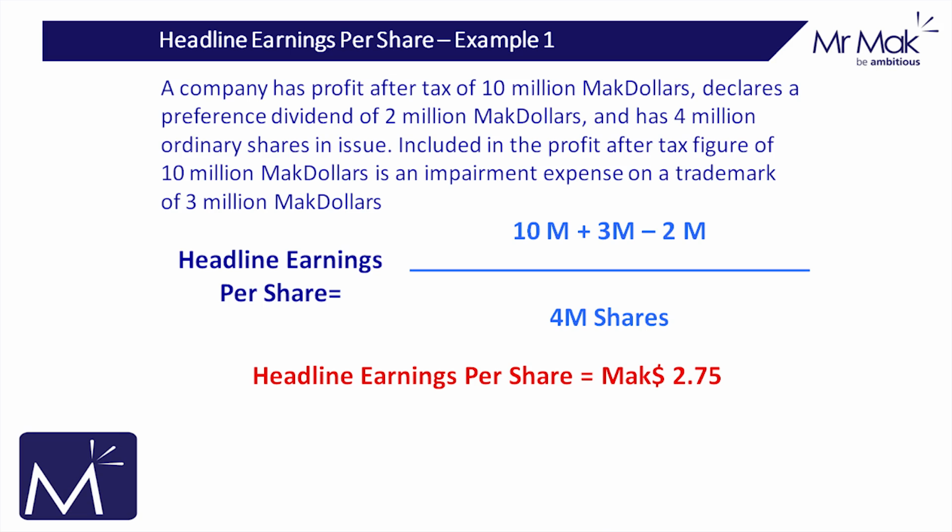We would calculate the headline earnings per share by saying the profit after tax is 10 million. We need to add back the impairment expense on the trademark as this doesn't relate to core operations. And we need to minus the 2 million preference dividend. That gives us 11 million in headline earnings. We would then divide this $11 million by the 4 million ordinary shares in issue. That would give us headline earnings per share of $2.75 per share. Let's do another example.